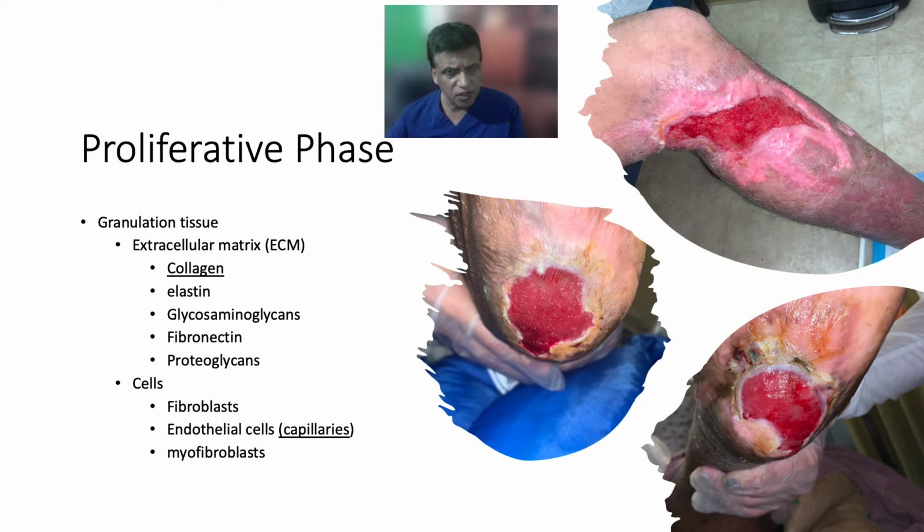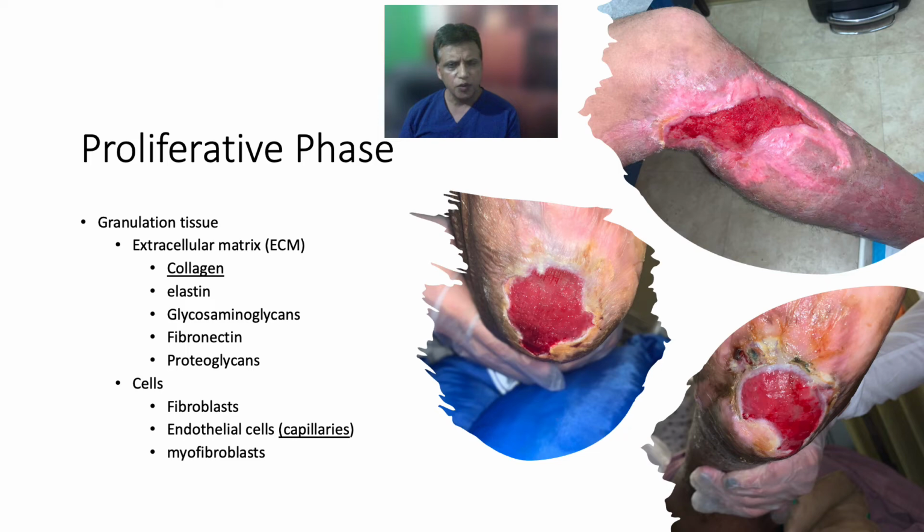Although there is a substantial overlap between these phases, especially the inflammatory phase and the proliferative phase, and to some extent the remodeling phase. So we will now focus on the proliferative phase of wound healing, the third phase, when new tissue is being formed. Now let's take an example.